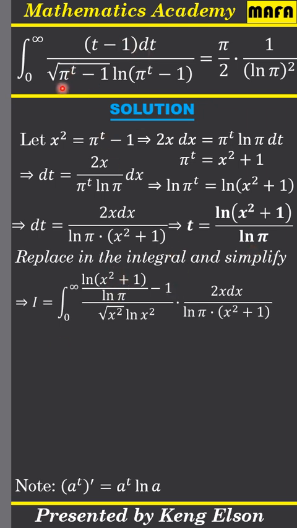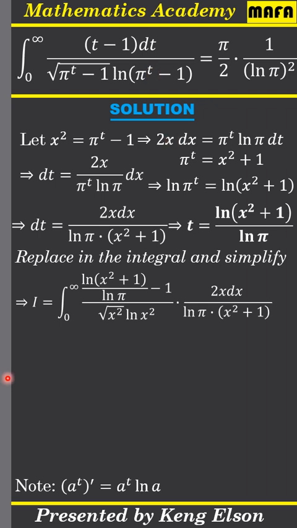Okay, now in the denominator, the square root of pi to the power t minus 1 is just the square root of x squared, because x squared is pi to the power t minus 1. Now pi to the power t minus 1 is x squared, so replacing it here, we are going to have the ln of x squared. That is it. Now let us go to dt.